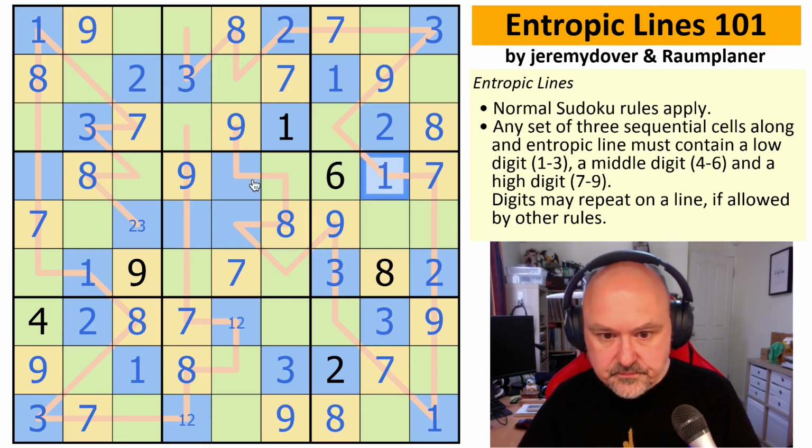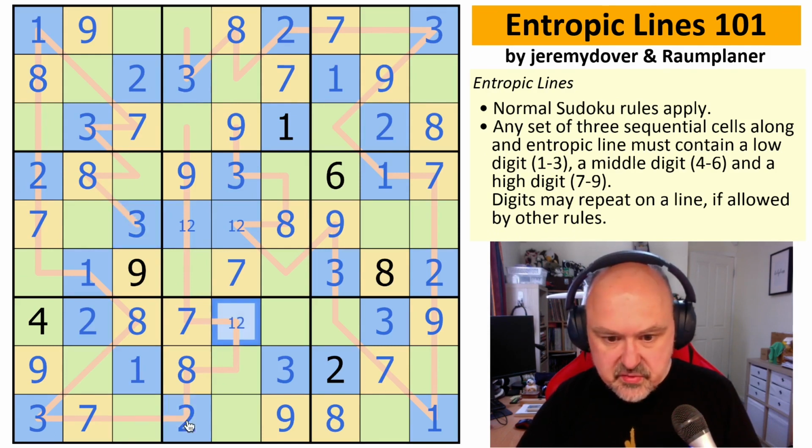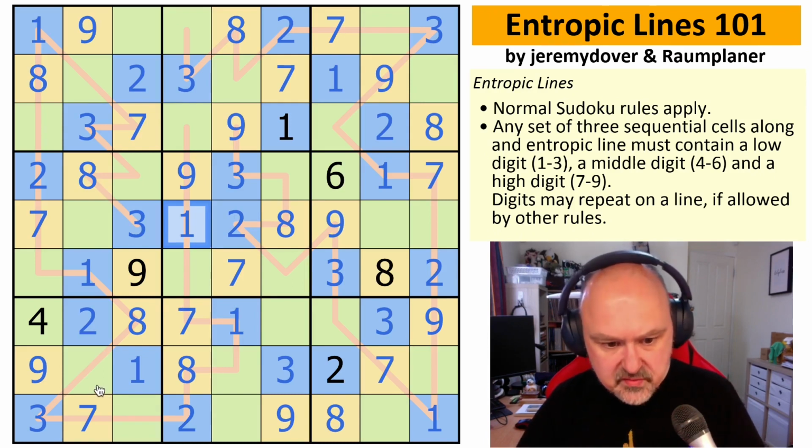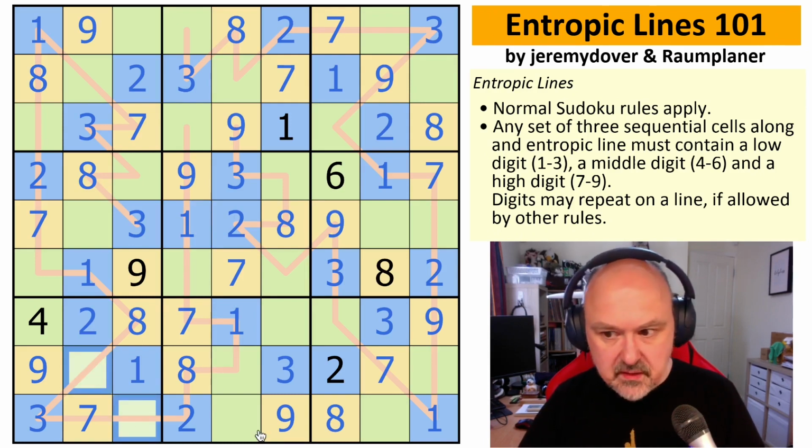This is a 1. These are 2 and 3. That 3 makes that a 2 and that a 3. These are 1 and 2. That is a 3 from either the box or the row. This one looks over, making that a 2, that a 1, that a 2, and that a 1. And we've done the low puzzle. Now we just have to do the middle puzzle.